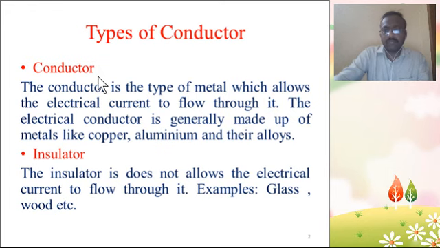One is a conductor. The conductor is a type of metal which allows electric current to flow through it. The electric conductor is generally made up of metals like copper, aluminum and other alloys.